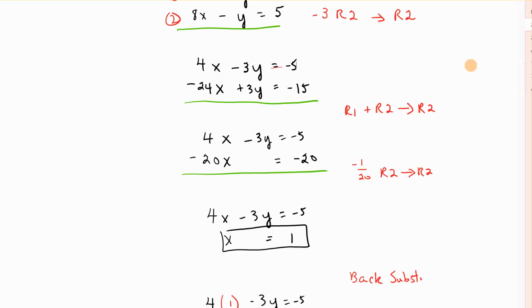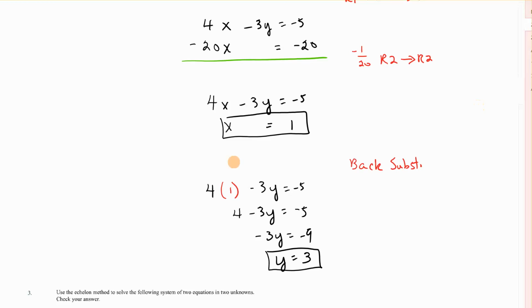So when I add them, if I add 4 and negative 24, it gives me negative 20. Add those, they're gone. And add these, I get negative 20. So now I need this x to be one single x. So I'm going to take negative 1/20 of that row and leave me a new row 2. So that's dividing by negative 20 on all of those, which leaves me x is equal to 1.